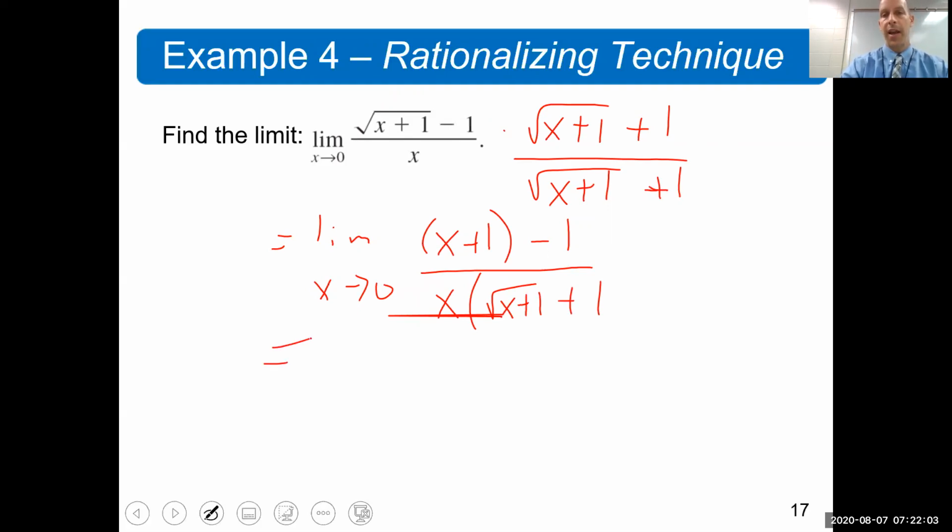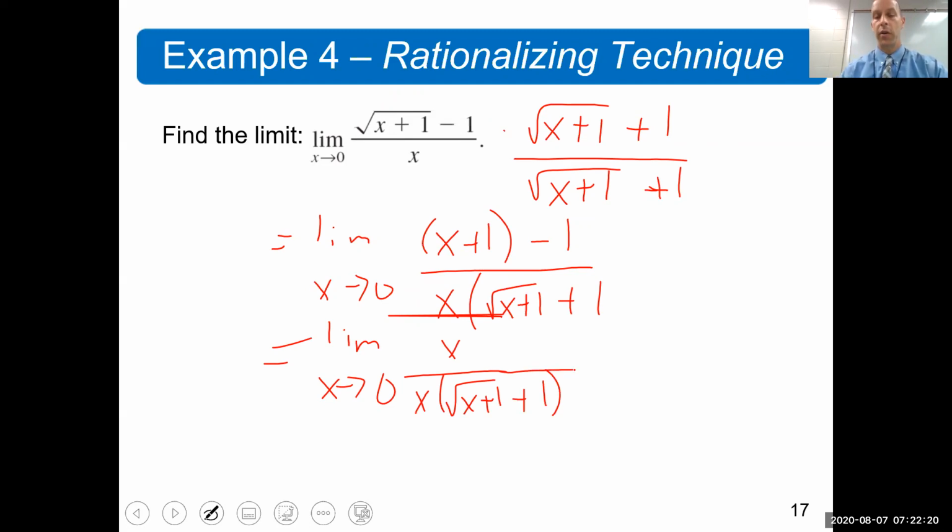Now, guess what happens to the x plus 1 minus 1 on the top? Well, that's going to give us the limit as x goes to 0 of x over x times the square root of x plus 1 plus 1. Now, don't distribute this x yet. Now we can go ahead and do direct substitution. Oops, I've got to cancel something though first. Let me cancel that. Sorry, I know I'm getting over time here.